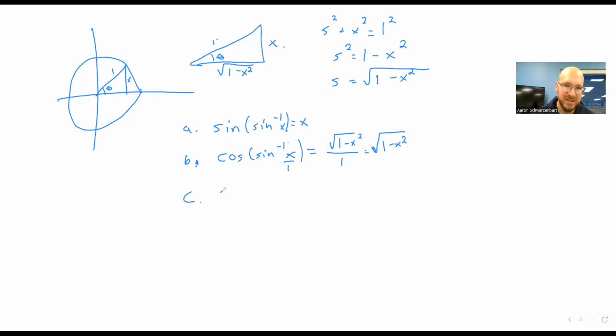Okay, the tangent of the inverse sine. Again, the inverse sine of x is that triangle. The tangent is opposite over adjacent. They didn't bother to rationalize the denominator in the book. I will, just because I can, and I think it's a good practice for you.